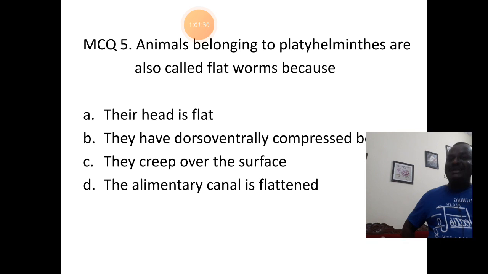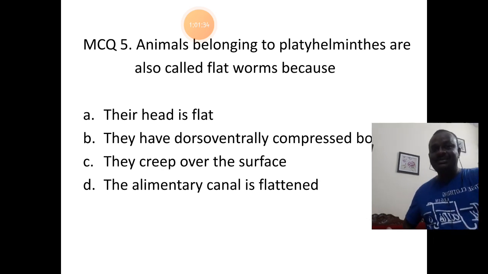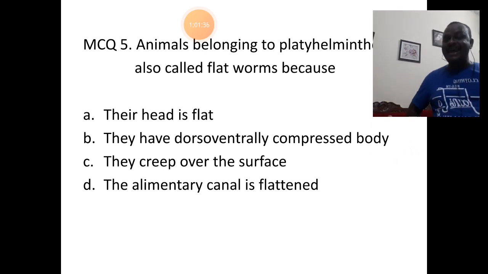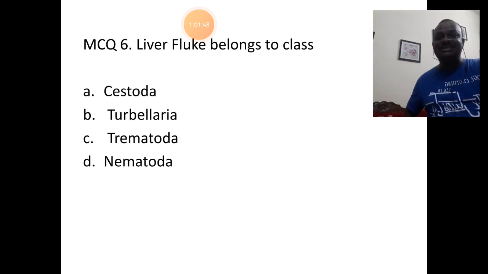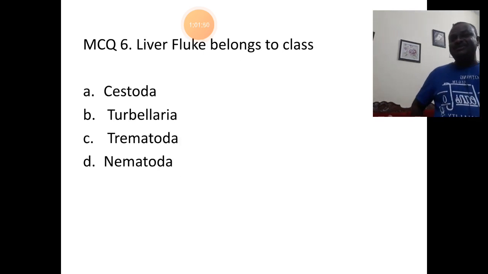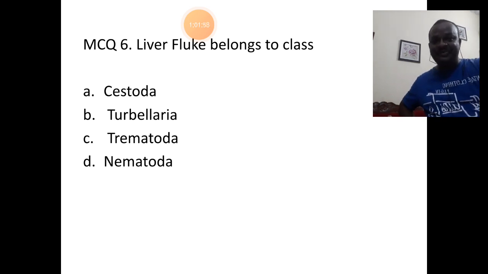Animals belonging to Platyhelminthes are also called flatworms because they have a dorsoventrally compressed body, they creep over the surface and their alimentary canal is flattened. The right answer is B. The body is dorsoventrally compressed. Next MCQ. Liver fluke belongs to the class Cestoda, Turbellaria, Trematoda, Nematoda. So C. Trematoda.